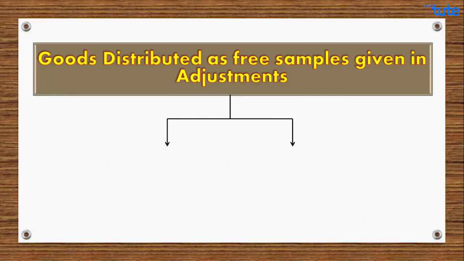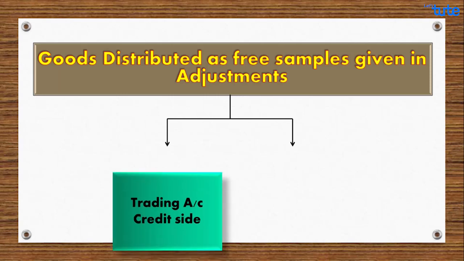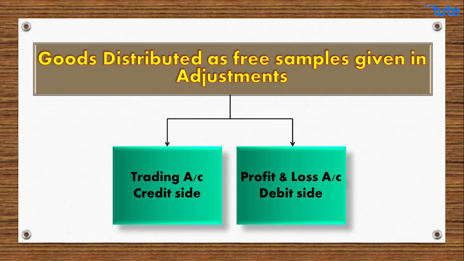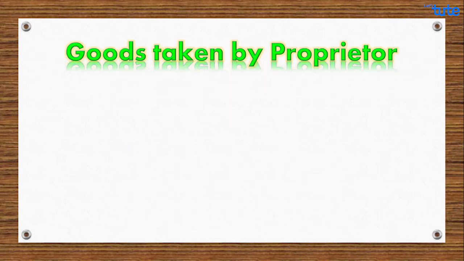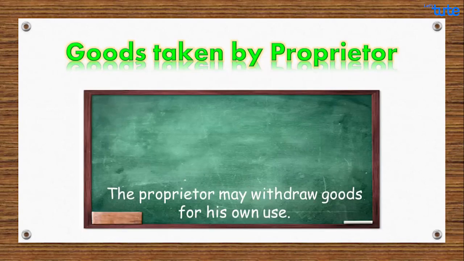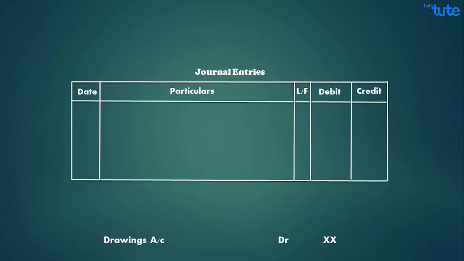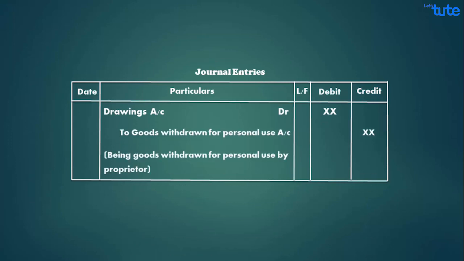When this is given in adjustments, it has two effects. The first one is credit side of trading account and the second one is debit side of profit and loss account. Next is goods taken by proprietor. The proprietor may withdraw goods for his own use. The journal entry is drawings account debit to goods withdrawn for personal use account.